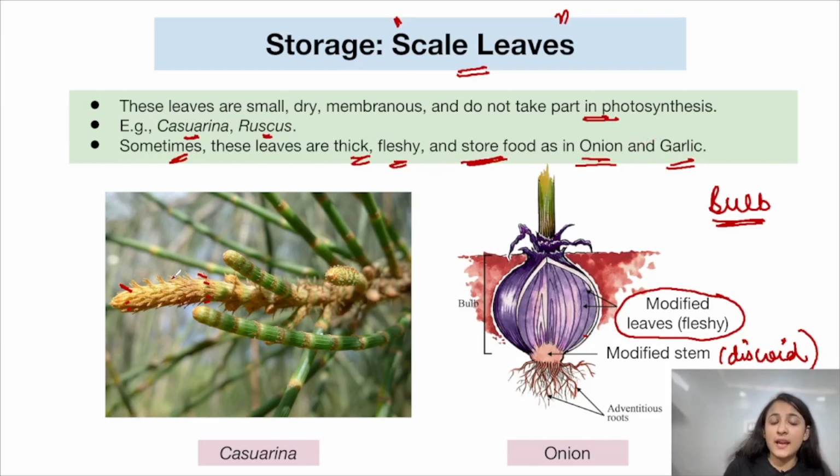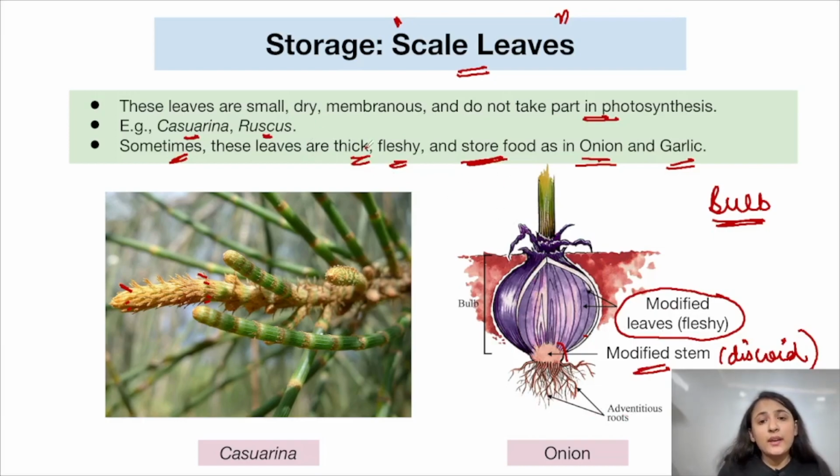So most of the time the scale leaves look like this, but in some cases, like in onion and garlic, they become fleshy to store food. So onion has both modified leaves and a modified stem. See, this is the modified stem part, this is the modified leaf part. Here the leaves are fleshy, here the stem part is modified. And here the adventitious roots are present. See, all three are present in a single plant.